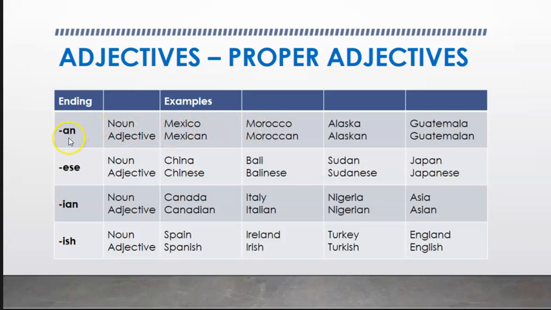So for example, we have endings in AN like American, Mexican, Moroccan, Alaskan, Guatemalan would be examples. We also have ending ESE, Chinese from the word China would be an example, Balinese, Sudanese from Sudan, or Japanese coming from the word Japan. And then the ending IAN, like Canadian from Canada, Italian from Italy, Nigerian from Nigeria, or Asian from Asia. And then we have ISH, which would be Spanish from Spain, Irish from Ireland, Turkish from Turkey, and English from England. So the top word would be the noun in each case, the bottom word, the adjective formed from it.